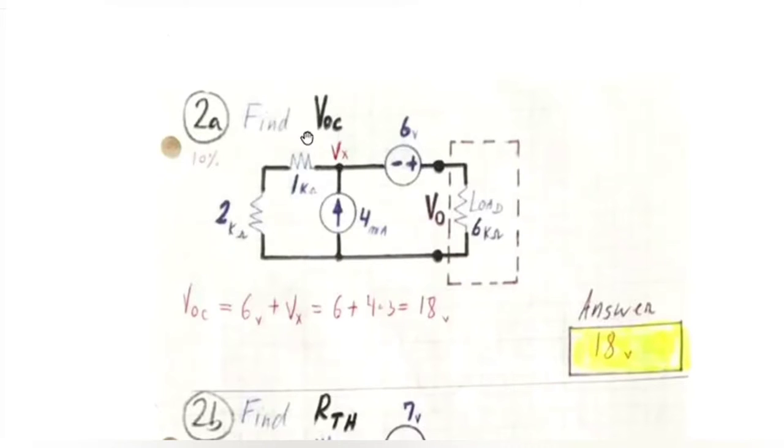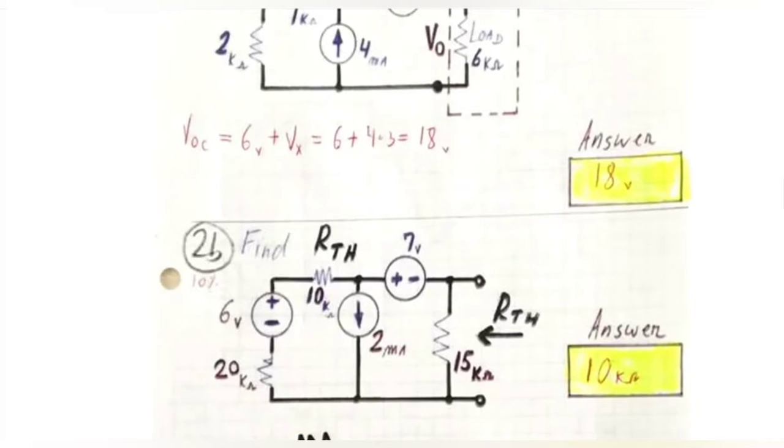There is current flowing here, right? When I open this circuit, there is no load. So the only current flowing is here. So the voltage is 4 milliamps times 1 plus 2. 4 milliamps times 3 kilo ohm, which gives you 12 volts. Okay? So this Vx is 12 volts. Now, these 12 volts, you need to add 6 to get V open circuit, right? So this gives you 6 volts plus 12 from here, which is 18 volts.